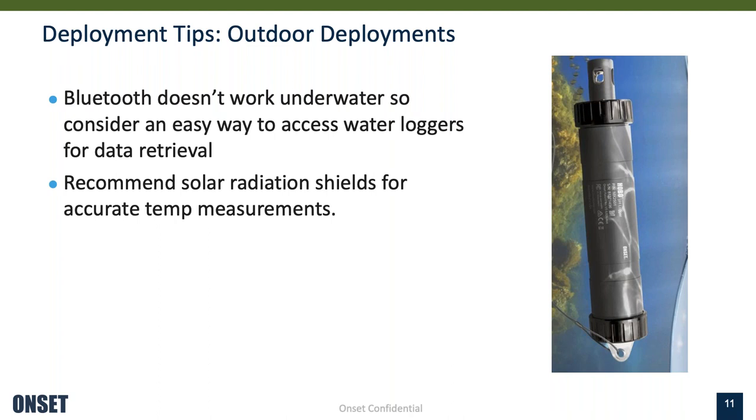Also, for outdoor deployments, I highly recommend that for most of the loggers here you use a solar radiation shield. The solar radiation shield is a great tool. It protects the loggers from direct sunlight. It's amazing. Even in the shade, just reflected sunlight will affect the way these devices work, and that's really true for any measurement device that's measuring temperature outside. It will affect the temperature readings, and of course, that's not what you're trying to capture. You're typically trying to capture the air temperature in that particular area. So I highly recommend using the solar radiation shields.